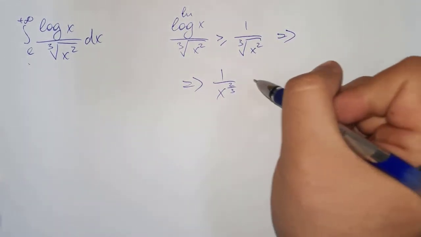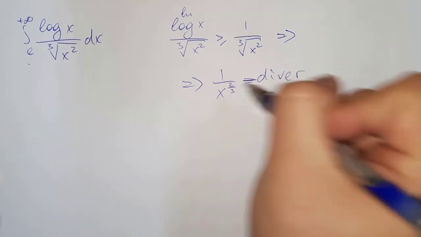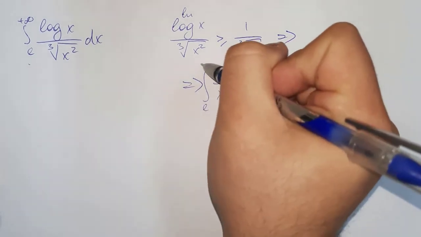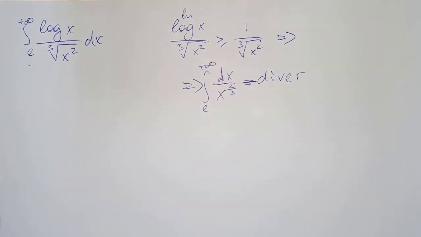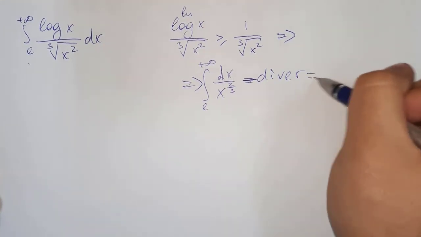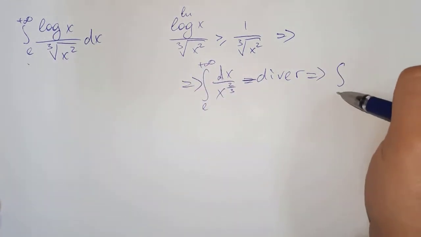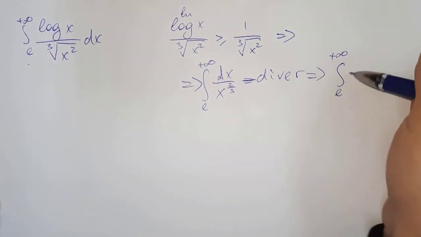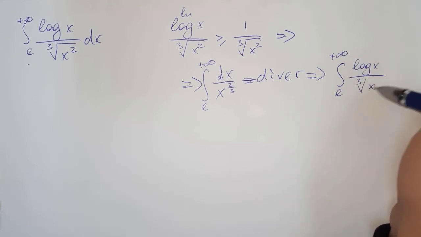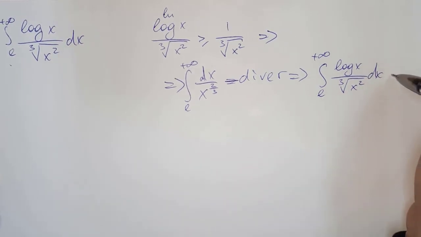So this diverges. The integral dx from e to plus infinity, it means our integral also diverges.